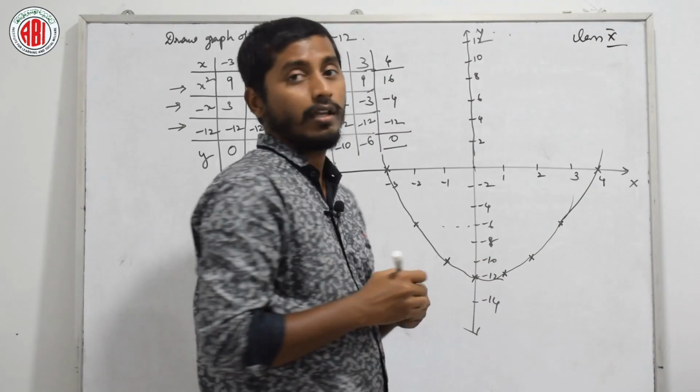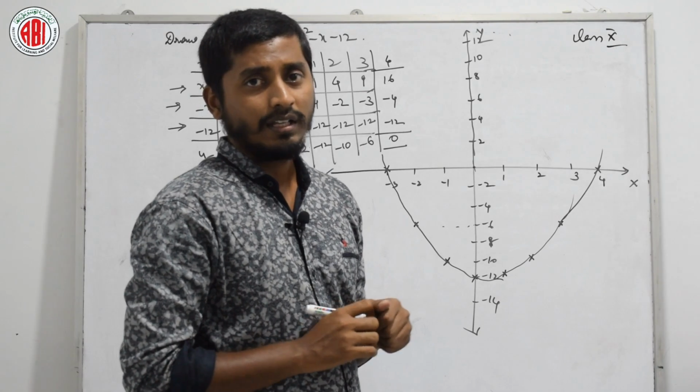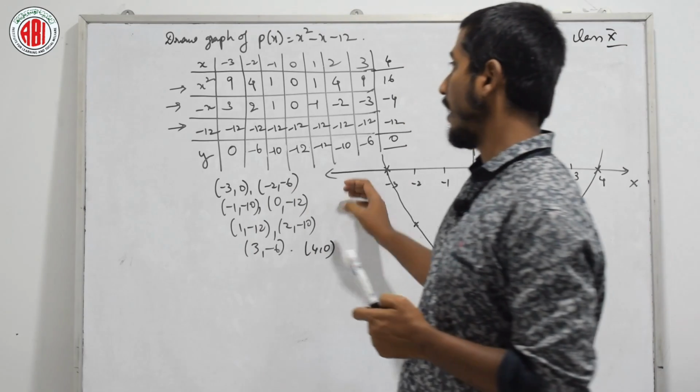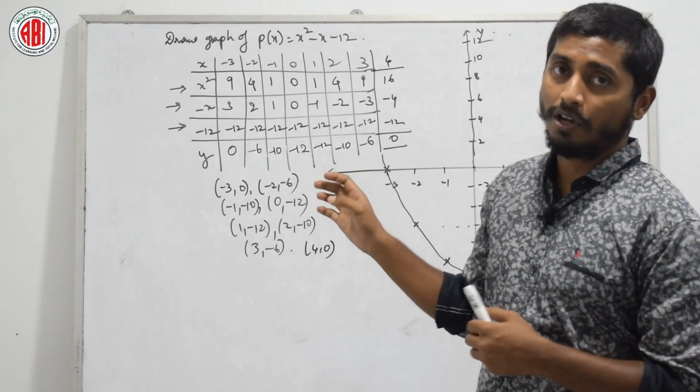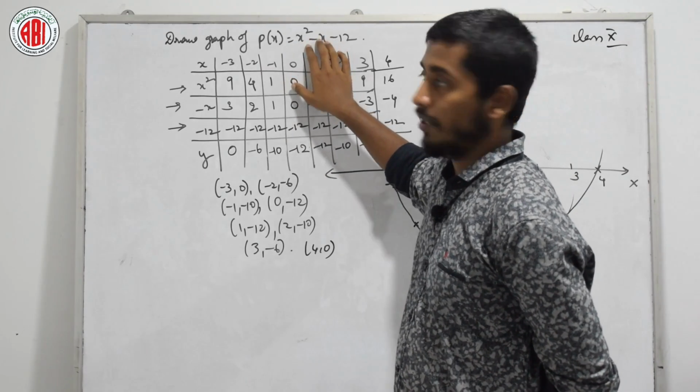Okay, hope you understood how to draw a graph, right? These are the different techniques to solve. This is how we draw a graph of a quadratic polynomial. Let's discuss again. See here, this is a given polynomial.